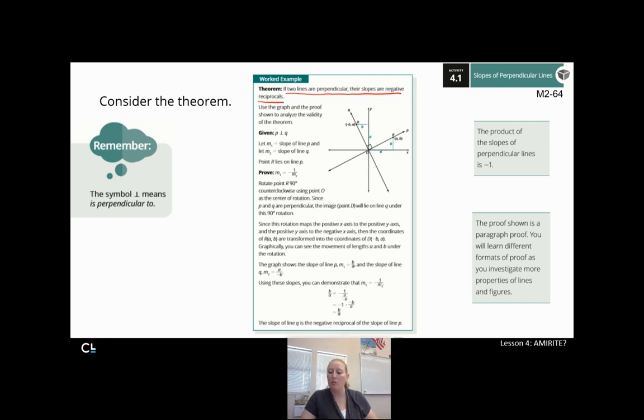I have students that will remember to flip it, forget to change the sign. Or they'll remember to change the sign, forget to flip it.